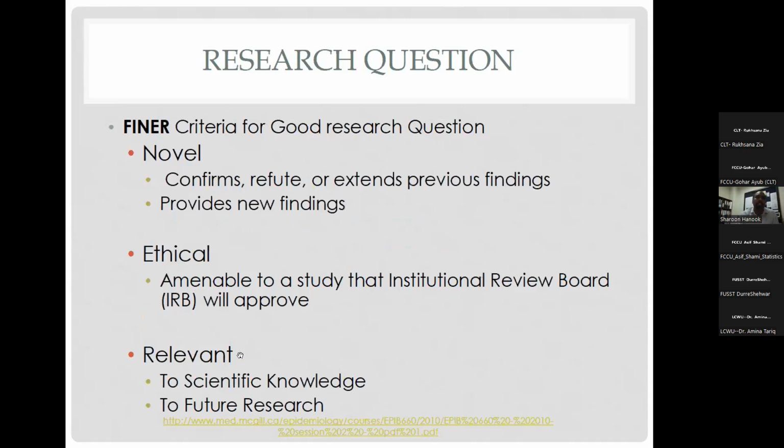Then it should be novel. It should confirm, refute, or extend previous findings. So I have seen people talking about novelty, and they always talk about extending previous findings. They want to find new findings. A lot of supervisors I have seen, what they do is, oh, what new have you done?